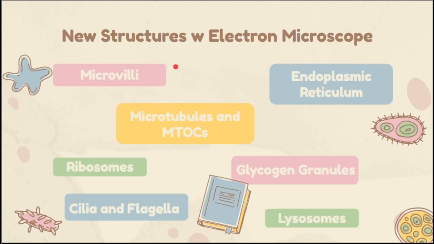Because that concludes all the organelles. Here's a list of the new organelles and structures that we discovered with an electron microscope, because they're not visible with a light microscope. Microvilli, ER, remember there is rough and smooth, microtubules and MTOCs, ribosomes, glycogen granules, cilia and flagella, and then finally, lysosomes.